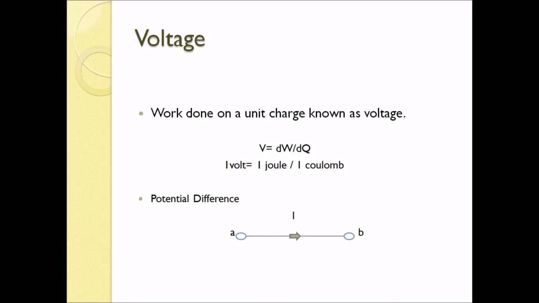Voltage, represented mathematically, is the work done by the flow of charges, so it can be represented as dW by dQ. If 1 joule of work is carried out by 1 coulomb of charge, then we can say 1 volt of EMF or voltage is utilized to do this work. So volt is the unit to measure voltage.